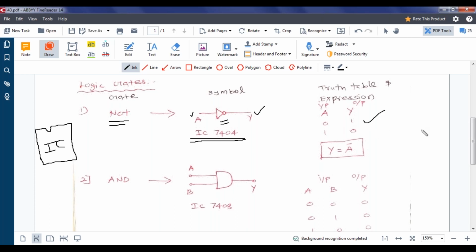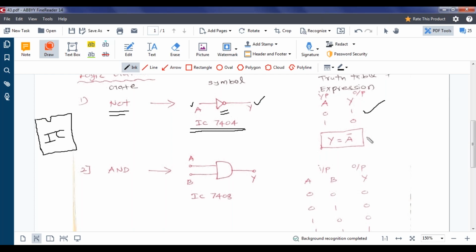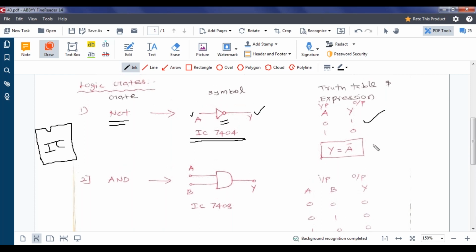Okay, fine. Next one, the expression. Boolean expression வந்து I mean algebraic expression வந்து capital Y equal to A bar, because the A value will be inverted. Your output is nothing but inversion of your input. Here input is A, that's why the algebraic expression is nothing but capital Y equal to A bar.